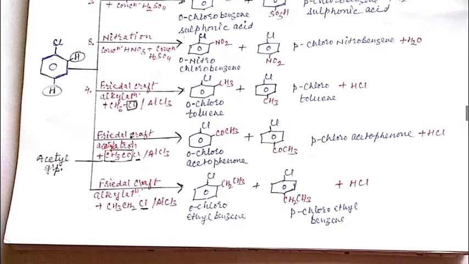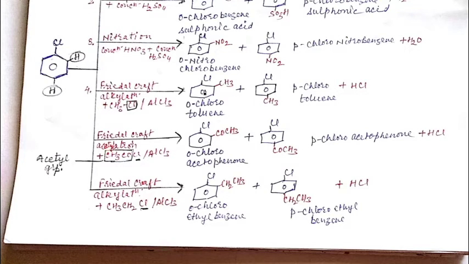Fourth is Friedel-Crafts reaction. Now Friedel-Crafts reaction in this case can be divided into two parts: Friedel-Crafts alkylation and Friedel-Crafts acylation. Friedel-Crafts alkylation means to the benzene ring any alkyl group come and attach by the substitution of hydrogen atom at ortho and para position. So if it is treated with methyl chloride or ethyl chloride, okay, in presence of Lewis acid, aluminum chloride or ferric chloride, then alkyl group gets substituted at ortho or para position.